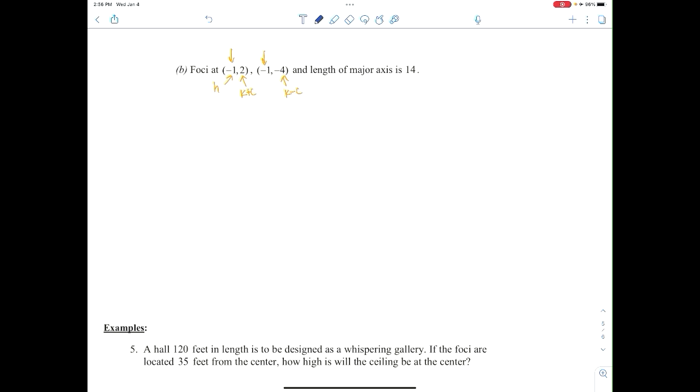Okay, let me just... Oh, I keep putting it way too close. Okay, we'll put it here. All right, -1, and then we have it at 2, and -4.